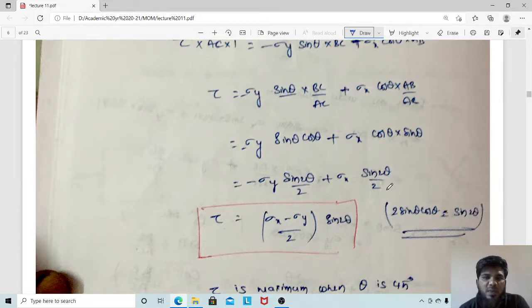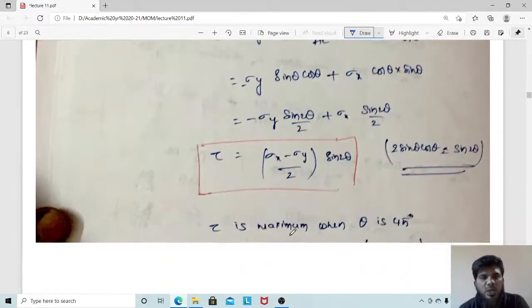Here also sin 2 theta by 2. So it is repeating two times, and you should multiply by 2. The 2 will get cancelled. But no, sorry, these are two different things now. Sin 2 theta divided by 2, sin 2 theta divided by 2. What is common in these two? What is common is sin 2 theta. So take it as common: sigma x minus sigma y divided by 2.